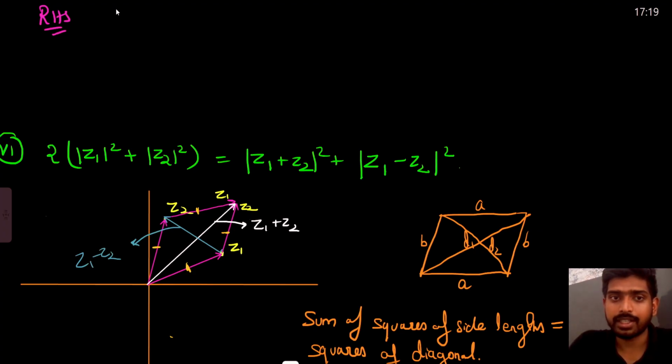What have they given on the right hand side? On the right hand side they gave (z1 plus z2) whole square plus (z1 minus z2) whole square. Now we can expand this one.